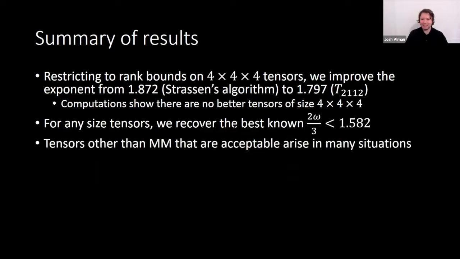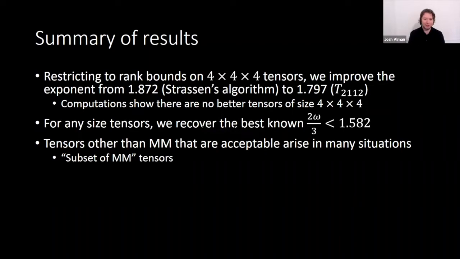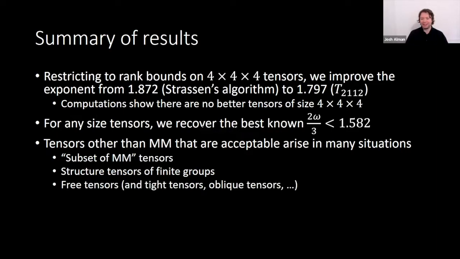And one thing I wanted to mention, I think I talked about this a bit before, is that tensors other than matrix multiplication tensors that are acceptable really do arise in a lot of situations that you all might be familiar with. The subset of matrix multiplication tensors is one example that I'll mention on a later slide, but there's work by Kohonen and Alman and Karski and Karppa on showing that these can be used for Boolean matrix multiplication. So these types of tensors really have been studied before. Also, structured tensors of finite groups always are acceptable tensors. And there's lots of things like free tensors and tight tensors and oblique tensors, where all these definitions imply your tensor is acceptable.